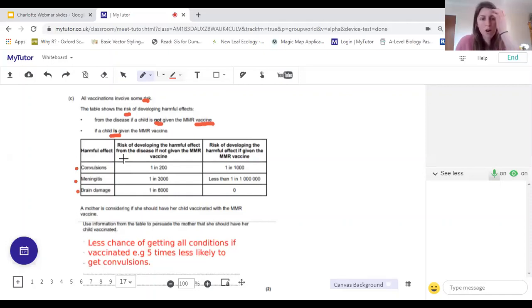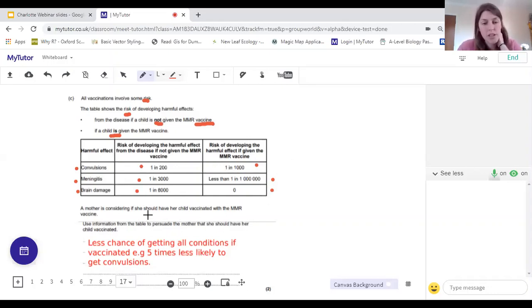And the risk of those effects, if you're not given the MMR vaccine, is 1 in 200 for convulsions, 1 in 3,000 for meningitis, and 1 in 8,000 for brain damage. And the risk of developing those effects if you have had the vaccine is 1 in 1,000 for convulsions, less than 1 in 1,000,000 for meningitis, and 0 for brain damage.